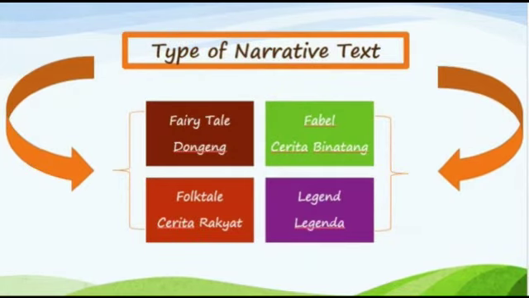The types of narrative text, jenis-jenis dari teks naratif, consist of 4 types, terdiri dari 4 jenis. The first is fairy tale. Yang pertama adalah dongeng. The second is folk tale. Yang kedua adalah cerita rakyat. And the third is fable. Yang ketiga adalah cerita binatang. And the last is legend. Yang terakhir adalah legenda.